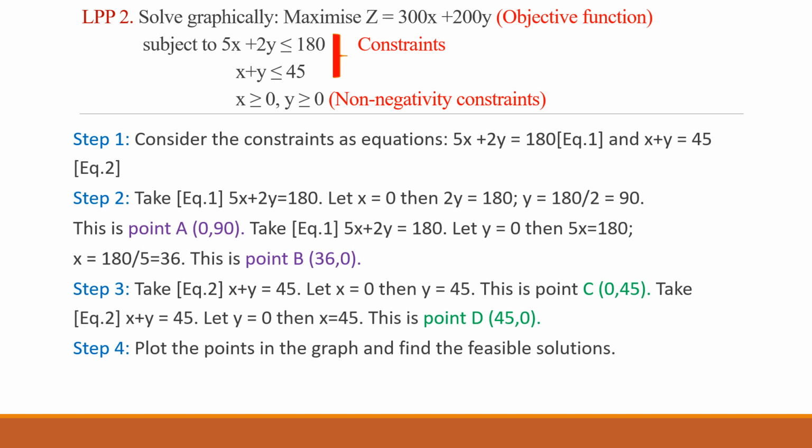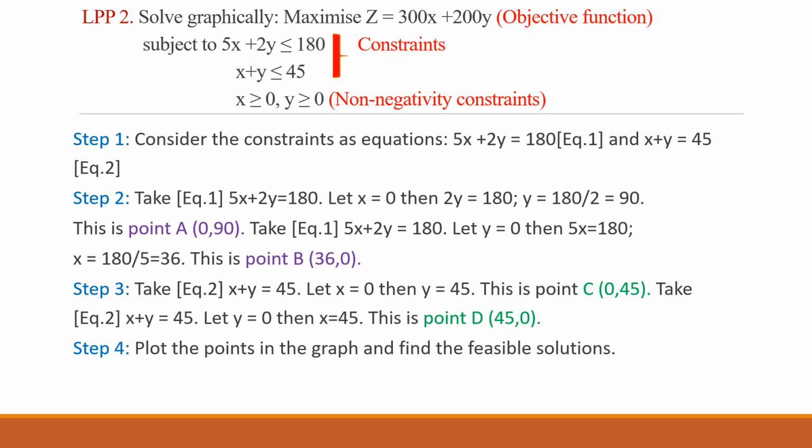So we start with step 1. Take the constraints as equations. So 5x plus 2y equal to 180, equation 1. X plus y is equal to 45, equation 2. Step 2. Take equation 1, substitute x equal to 0 and find the y value. Y is 90. So point A is 0, 90.